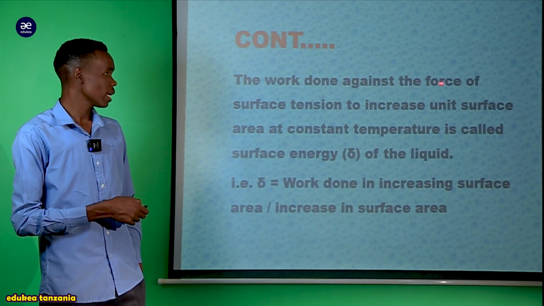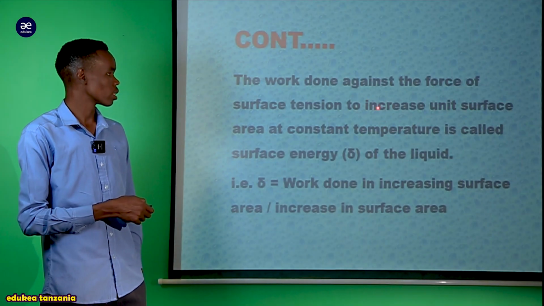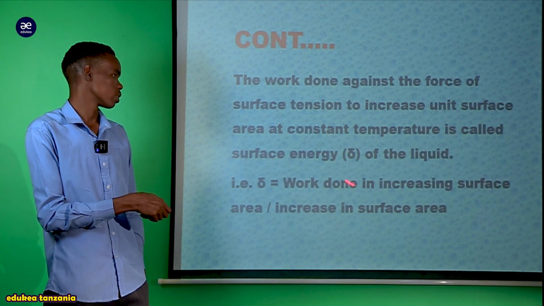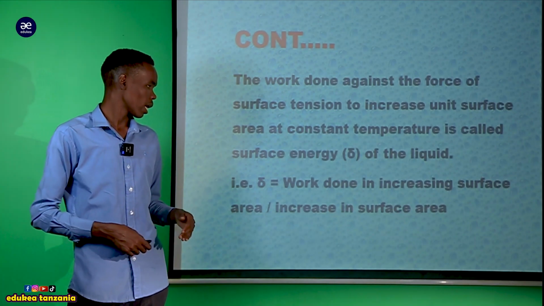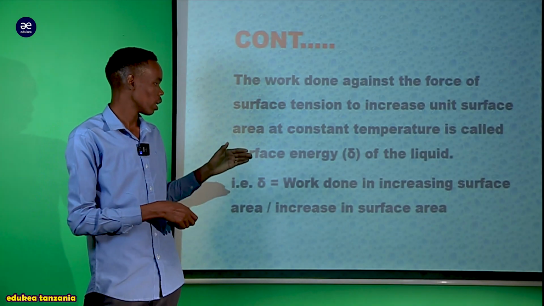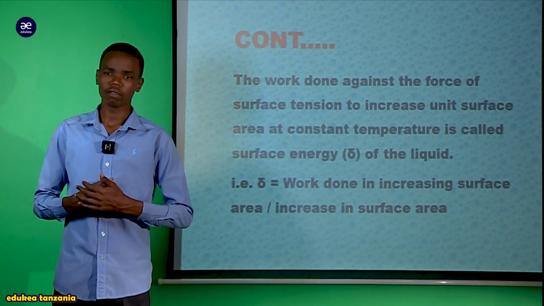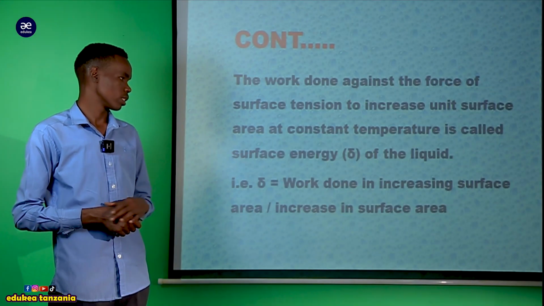So the work done against the force of the surface tension to increase the unit area at constant temperature is called the surface energy. The surface energy must be equal to the work done in increasing the surface area, then we divide by the increase in the surface area, as we see here.